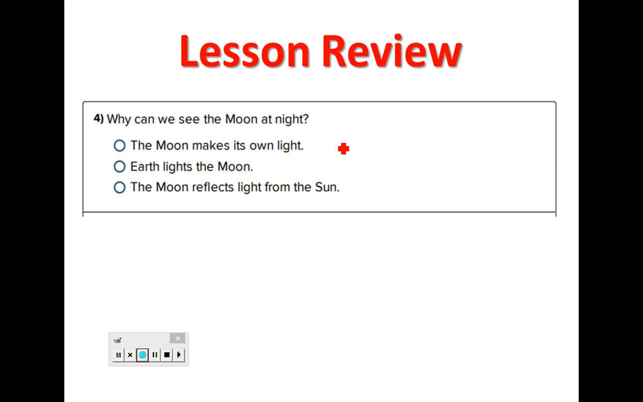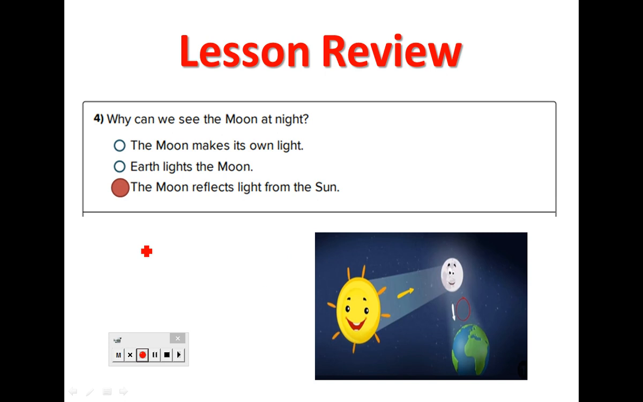Fourth question and the last question. As I said, try to say your answer before I say it. Why can we see the moon at night? The moon makes its own light. Does the moon make its own light just like the stars? Earth lights the moon. The moon reflects light from the sun. If you said this is the correct answer, it means you understood the lesson. Here in the picture, the moon is reflecting light from the sun. We said it acts like a mirror.